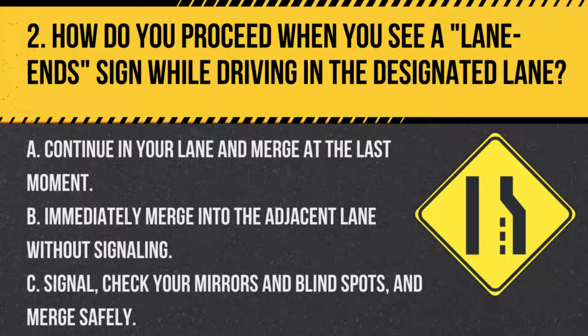Question 2. How do you proceed when you see a lane end sign while driving in the designated lane? A. Continue in your lane and merge at the last moment. B. Immediately merge into the adjacent lane without signaling. C. Signal, check your mirrors and blind spots, and merge safely.